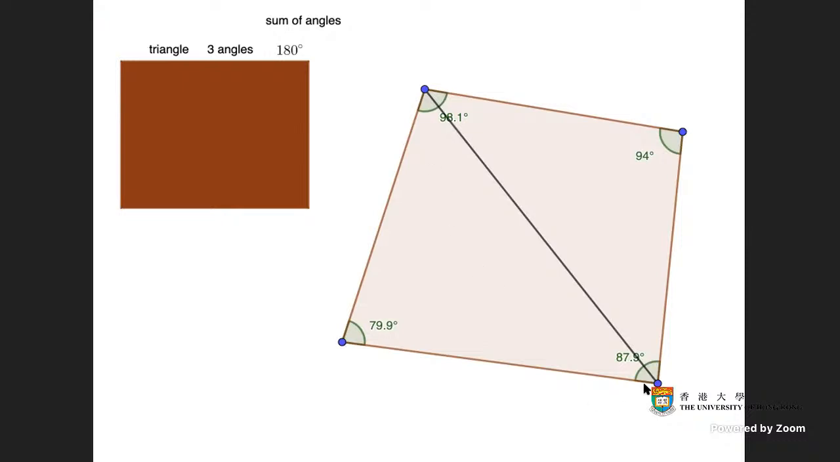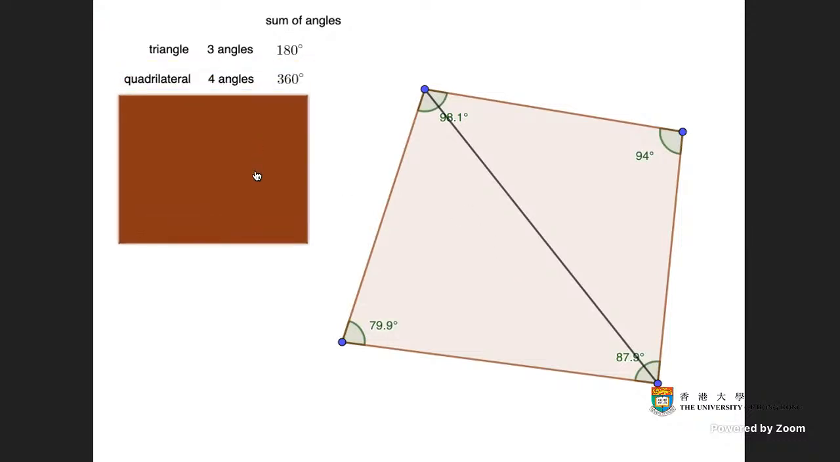So if you add all the angles of these triangles together, it's the same as adding all the angles of the quadrilateral together. And so it should be 360 degrees, that means twice 180 degrees. And so we can conclude that for all quadrilaterals, no matter what the shape is, the sum of the four angles will be equal to 360 degrees.